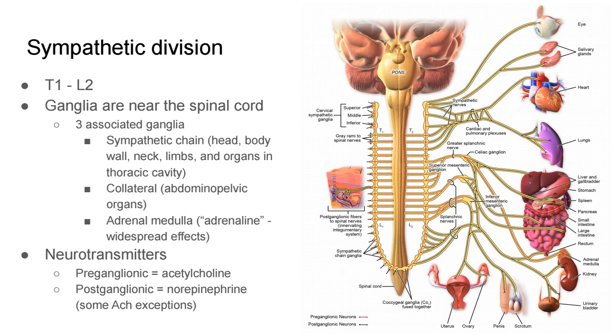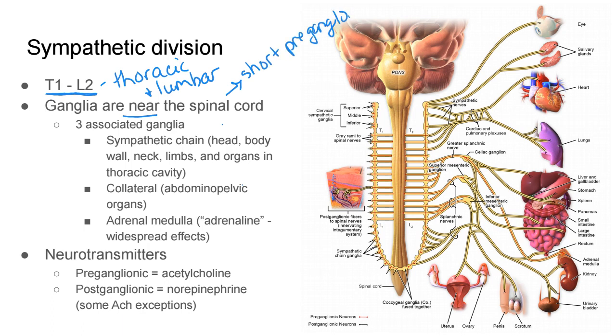Okay, so let's start with our sympathetic nervous system. The nerves of our sympathetic nervous system originate between the levels of T1 and L2. So these nerves are originating in the thoracic and the very top of the lumbar region of your spinal cord. The ganglia for these sympathetic nerves are near the spinal cord. So what this is going to mean is that these are going to have a short preganglionic neuron, as a general rule, and a long postganglionic neuron.